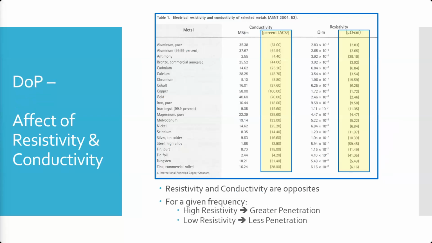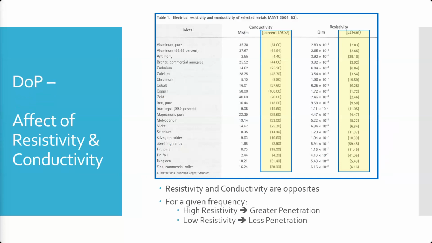So if you are trying to design a test, you can look up tables of electrical resistivity and conductivity of selected materials. This is from ASNT, American Society of Non-Destructive Testing. They put out a lot of these. ASTM, American Society for Testing and Materials.